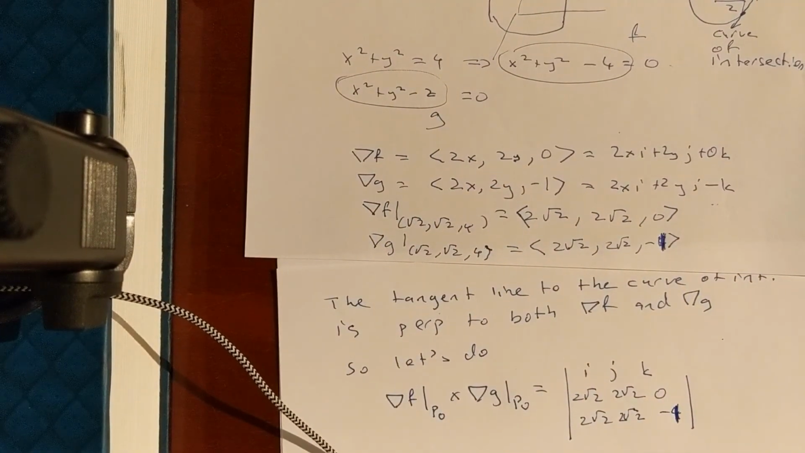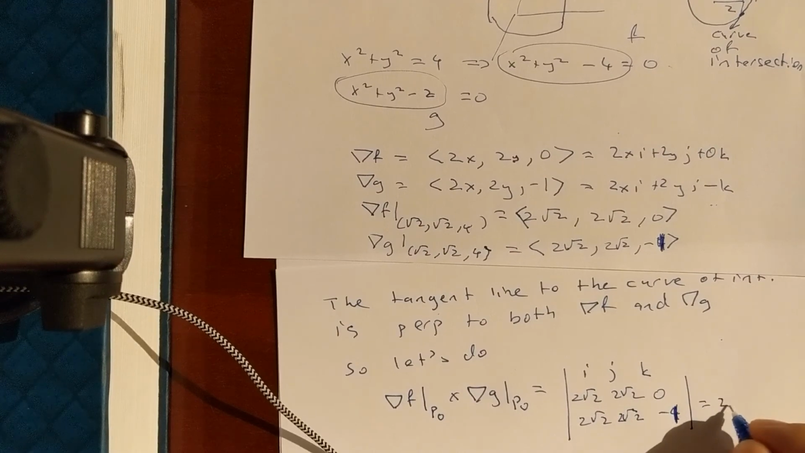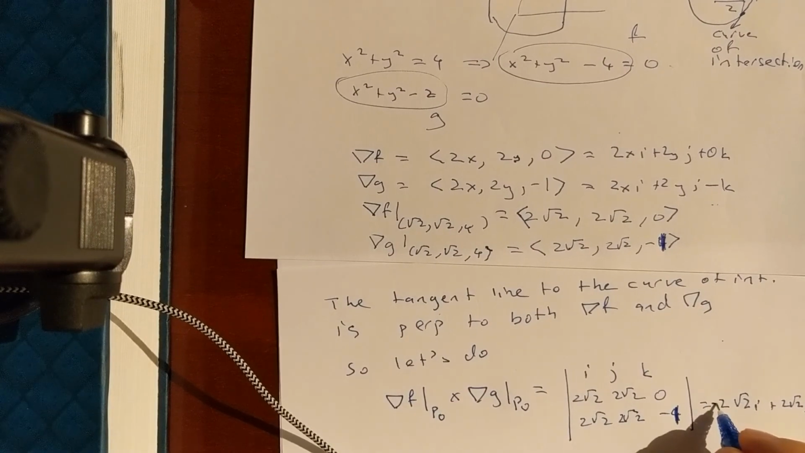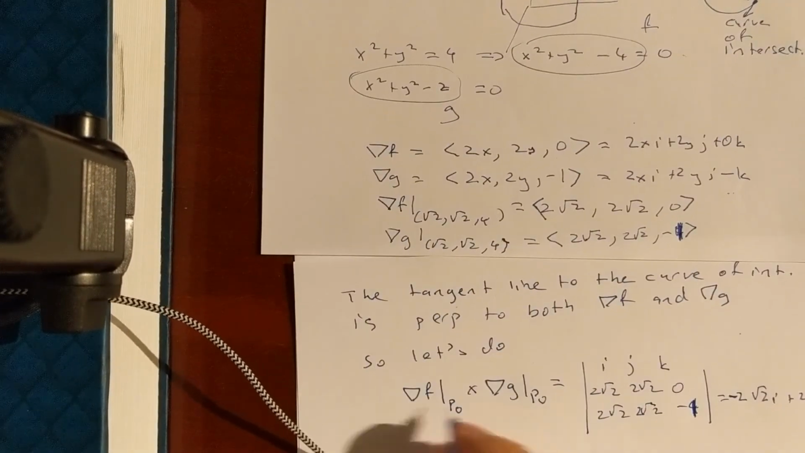Okay, so if you do this, it comes out. Well, I did it, you can check it at home. No surprise, it comes out 2 square root 2 i plus 2 square root 2 j plus 0k. This is going to be minus, this is going to be plus, because that way it's going to be perpendicular to both of them, right? If we switch this, because it's 0, the dot product will be 0 also.